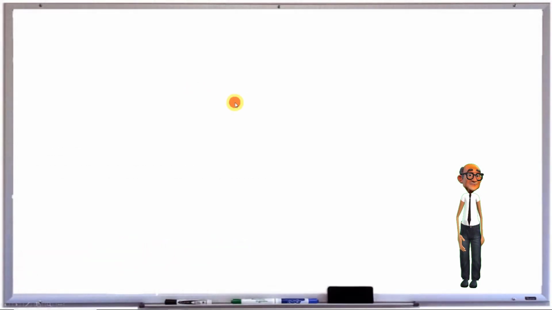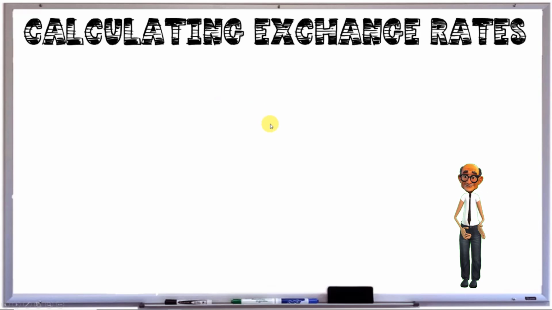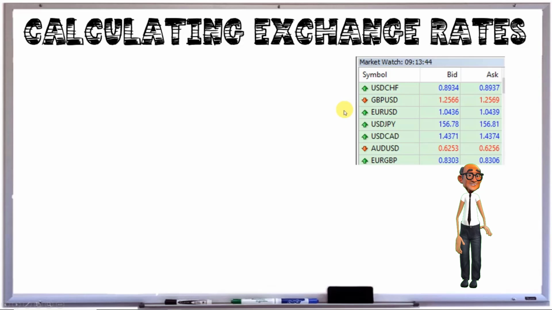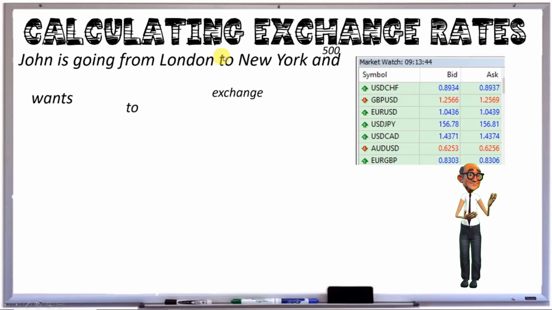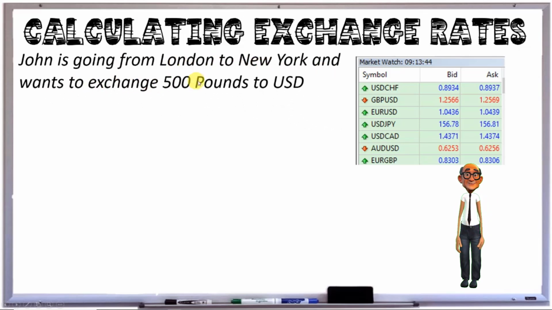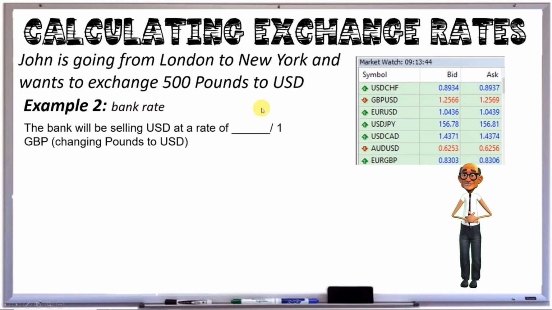Right, guys, now that you know how to do it, it is time for you to calculate something. Let's have a go. John is going from London to New York and wants to exchange 500 pounds to USD. Wow. This time we'll be looking at the British pound, Great Britain pounds. Example number 2. Once again, guys, we're using the bank rate or the interbank rate, put it this way. So the bank will be selling USD at a rate of, you must fill in the rate over here, and we are changing pounds to USD.